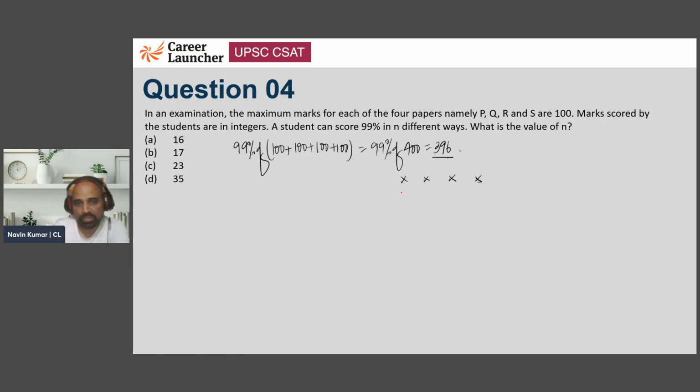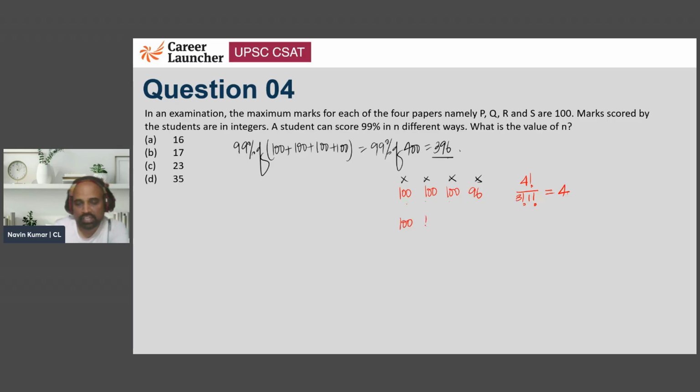So the first possibility is we will give the highest marks to three papers and the leftover to the next one. How many ways can this happen? Because this 96 can go to either P or Q or R or S. So what we do is we take the factorial of all the numbers that we see, divided by the number of times every number occurs. 100 is 3 times, so we'll divide it by 3 factorial. 96 is 1 time, so divided by 1 factorial. So this will result in 4.